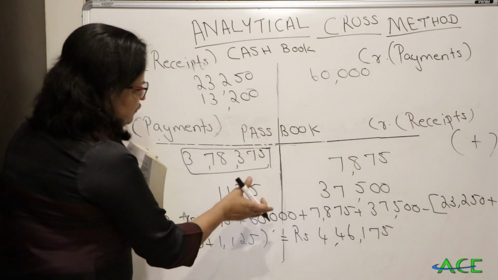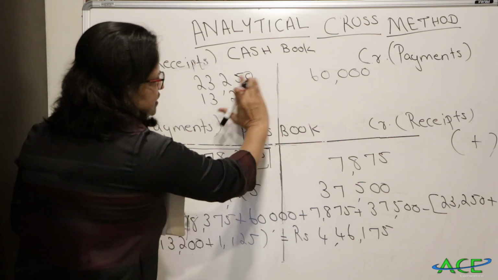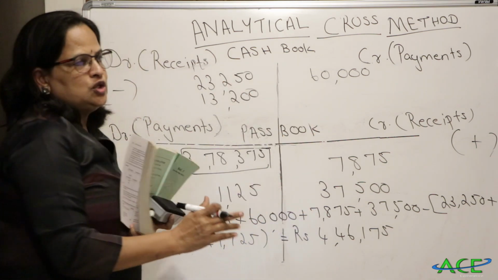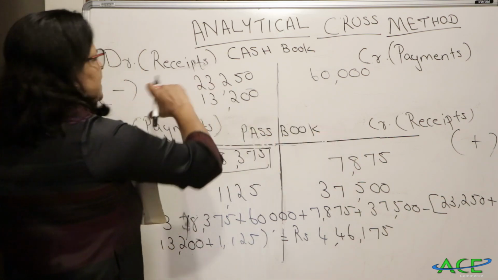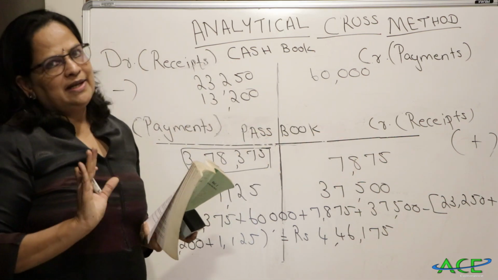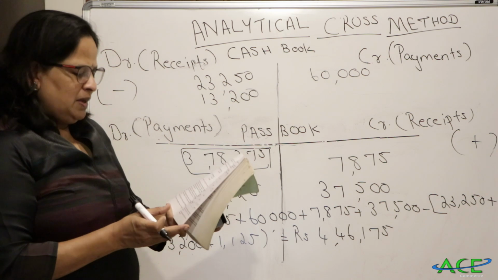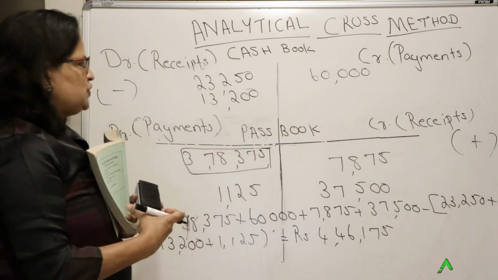Now if you want to do it from the cash book to the passbook, that is also possible. You have to reverse the signs and do that, so you will get the correct answer. So this is one problem. One more problem I want to do, so that I am going to do.